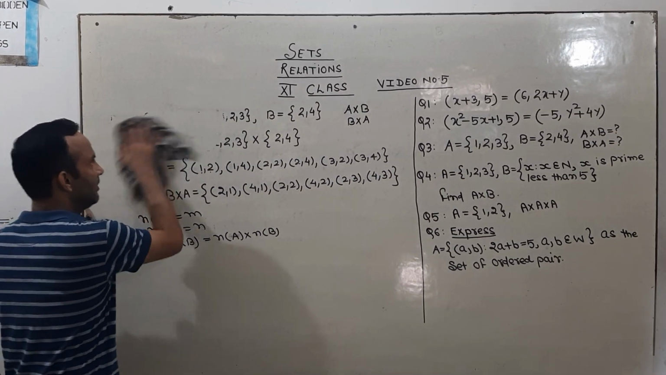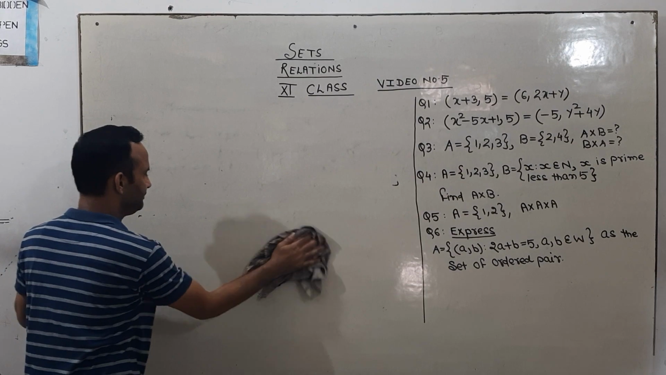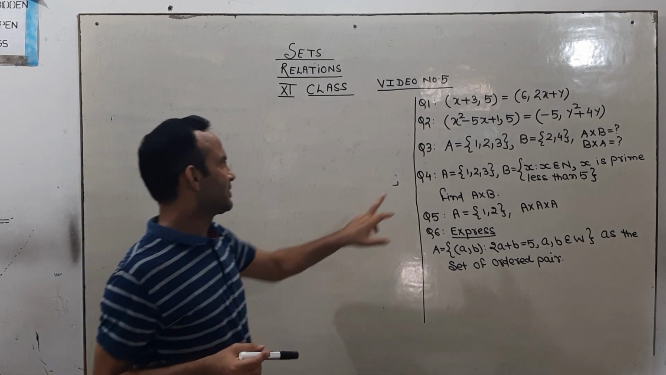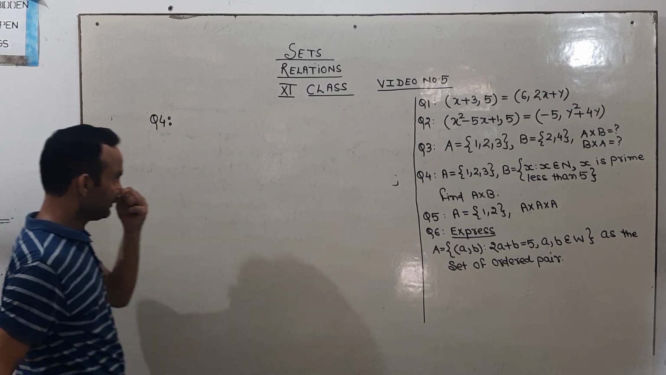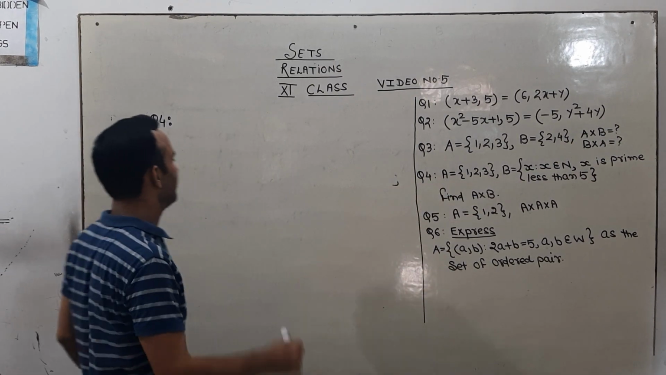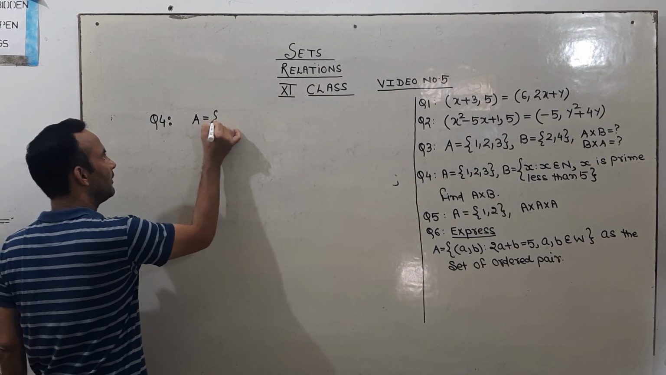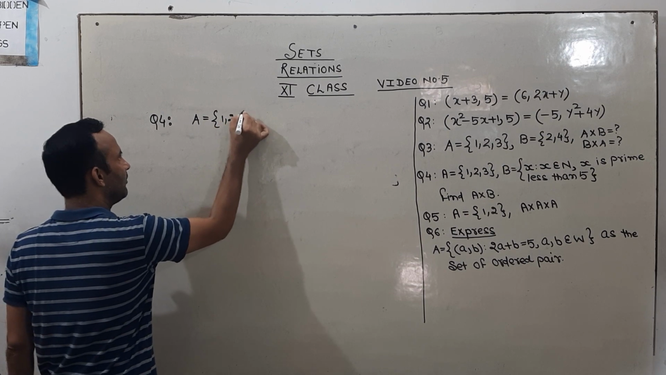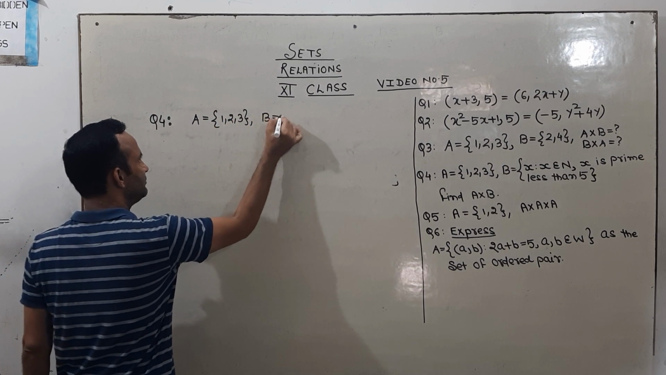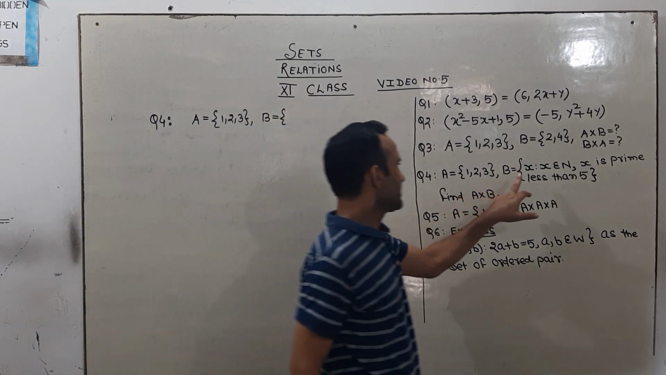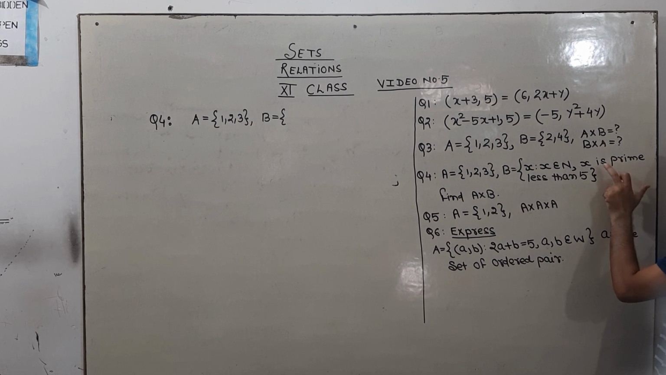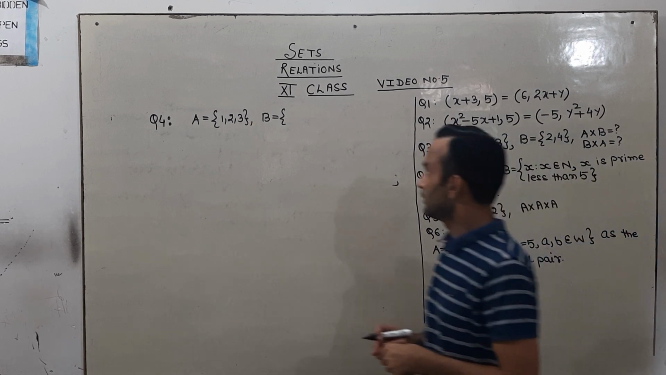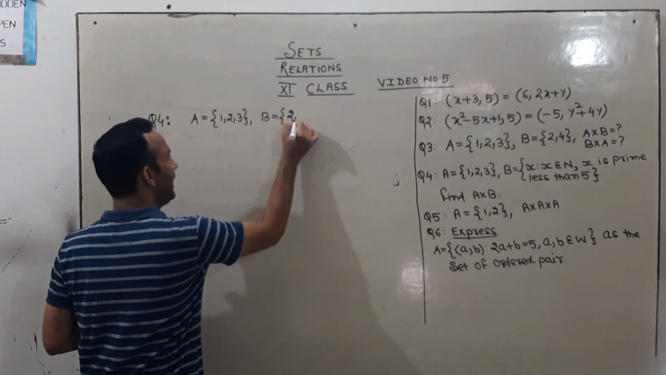Now see the next problem. Question number 4. Set A is {1, 2, 3}. Set B is {x such that x belongs to the natural numbers}. This is also a condition that x must be prime and less than 5. So the prime numbers which are less than 5 are 2 and 3.